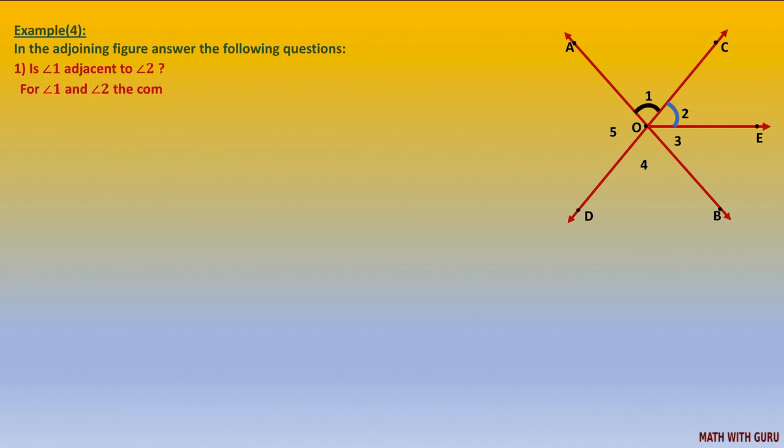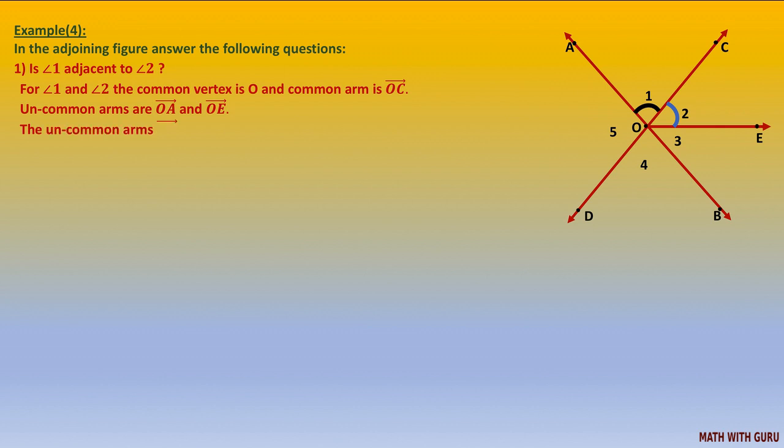For angle 1 and angle 2, the common vertex is obviously O and the common arm is OC. This is the common arm. Uncommon arms are OA and OE. These are the uncommon arms. They lie on either side of OC, don't they? So, OA and OE lie on either side of OC. Angle 1 and angle 2 are adjacent angles.